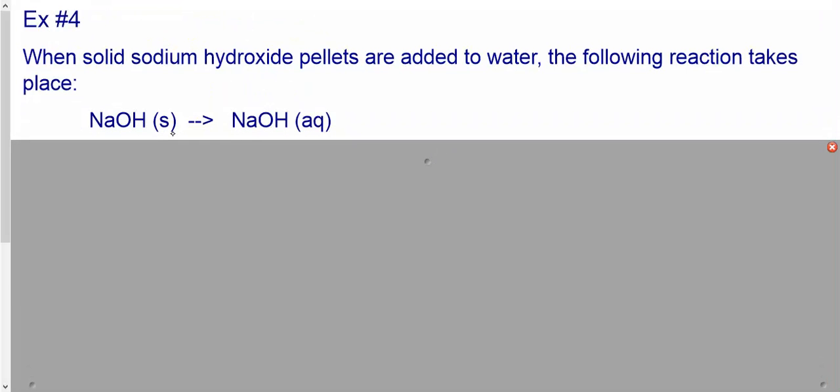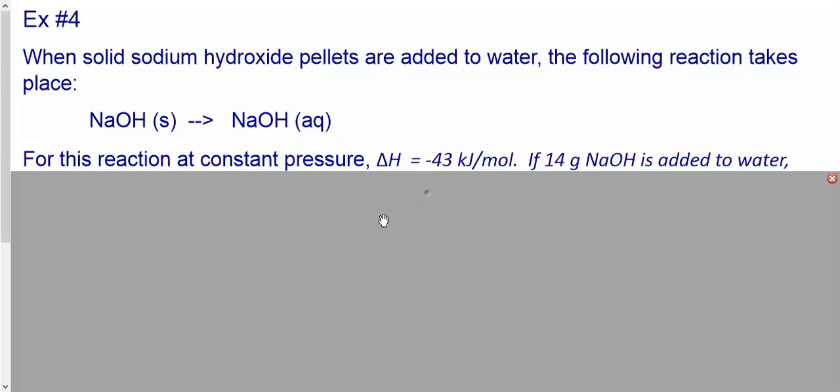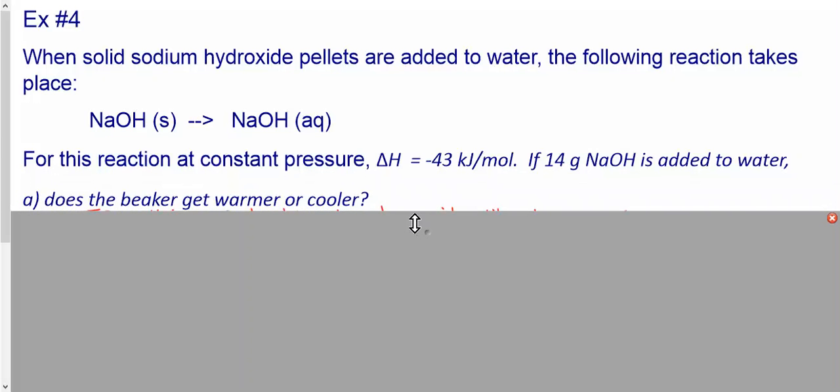Sodium hydroxide solid goes to sodium hydroxide aqueous. For this reaction at constant pressure, the change in enthalpy is negative 43 kilojoules per mole. If 14 grams of sodium hydroxide is added to water, A, does the beaker get warmer or cooler?